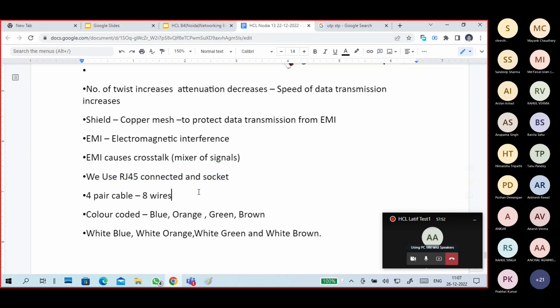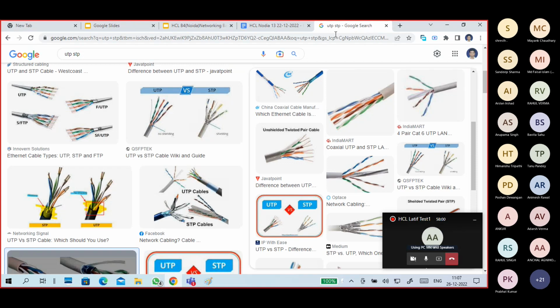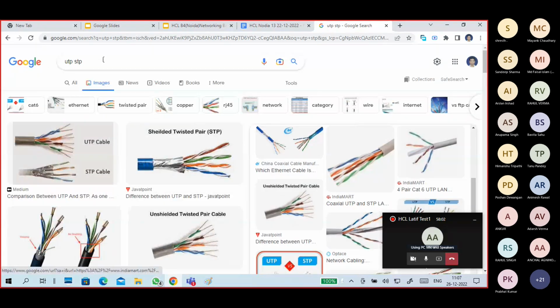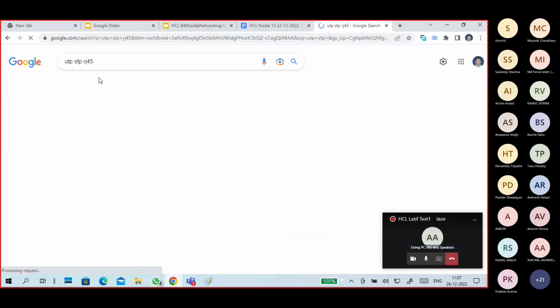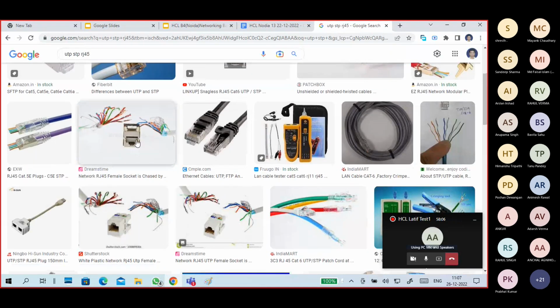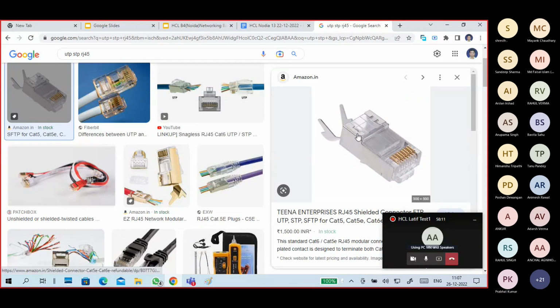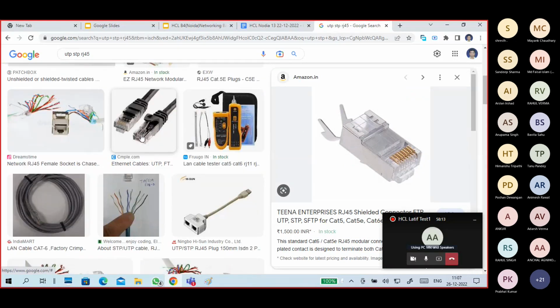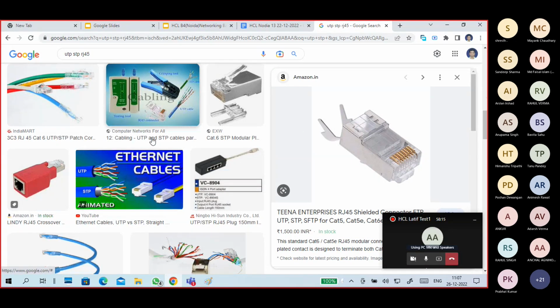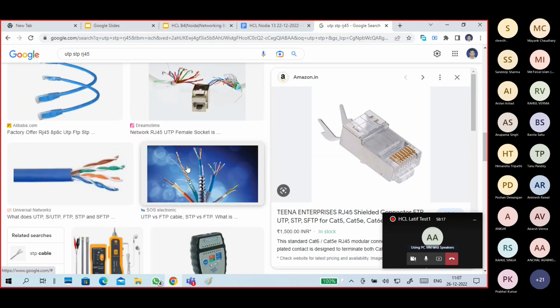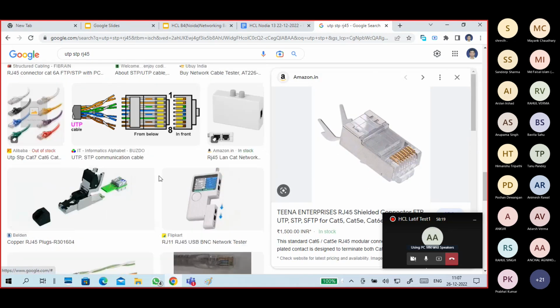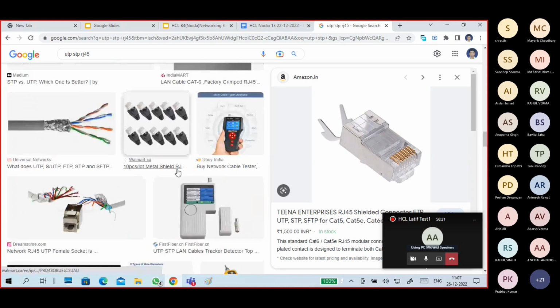So we use an RJ45 connector and there is a socket. You can see this is the RJ45 connector. This connector is used to connect the devices.